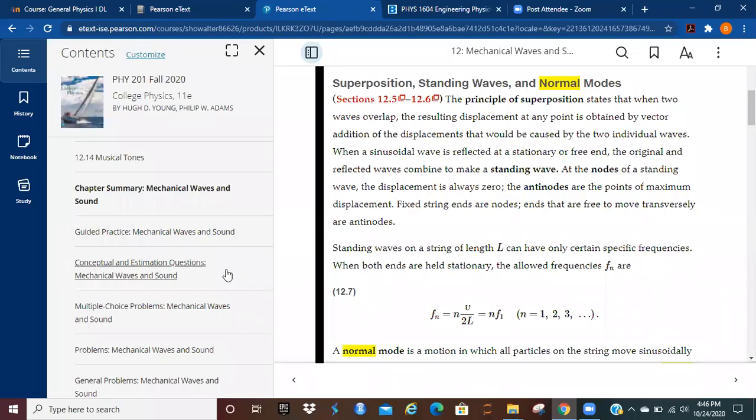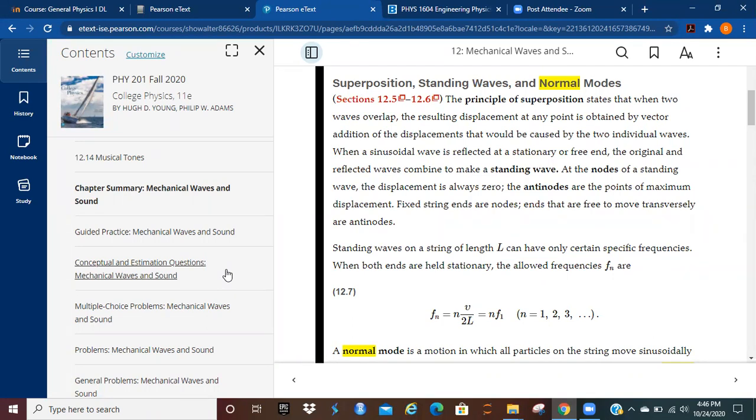Okay, this lecture is going to be over sections 12.5 and 12.6. We're talking about superposition, standing waves, and normal modes. So the principle of superposition states that when two waves come together, they overlap. The resulting displacement at any point is obtained by vector addition of the displacements that would be caused by the two individual waves. It's a lot like a resultant in vectors, which we've studied up to this point.